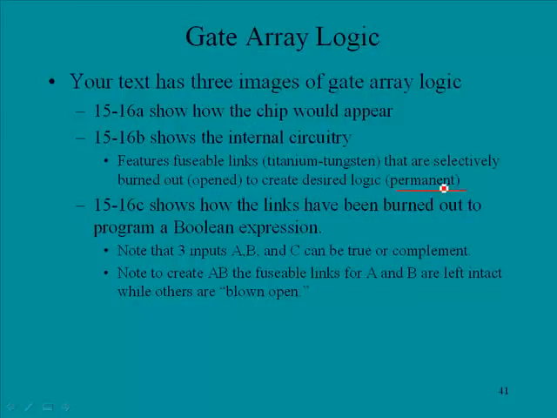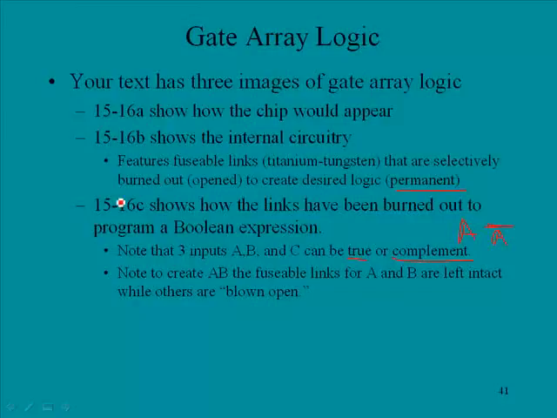Then 1516C on the following page shows how the links have been burned out to program a Boolean expression. You might note there are 3 inputs, A, B, and C, and you'll see that there is the true and the complement. The complement here simply means that you've got A, and A naught would be the complement. Note, to create AB, the fusible links for A and B are left intact while others are blown out.